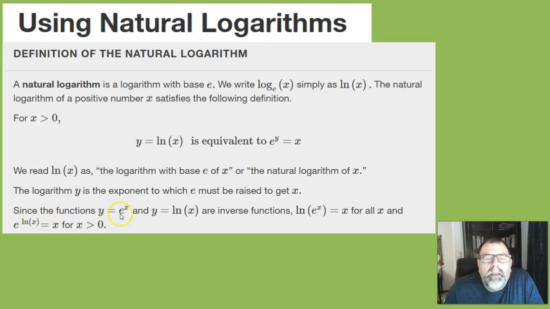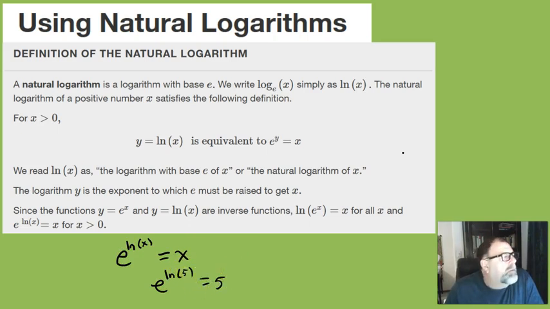Since the functions y equals e to the x and y equals ln of x are inverse functions, the natural log of e to the x equals x for all x, and e to the ln of x is equal to x. So this is a big idea for solving a lot of problems we're going to do later on. If you take e to the ln, if those bases match, they're inverse functions, these cancel each other out and you're left with x. So if I had e to the ln of 5, the answer is just 5.